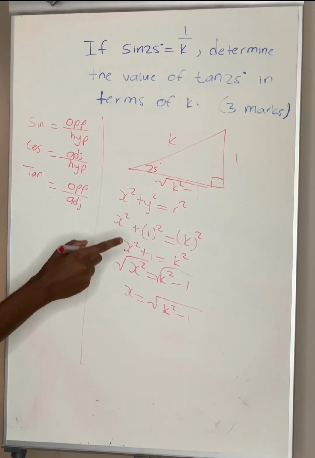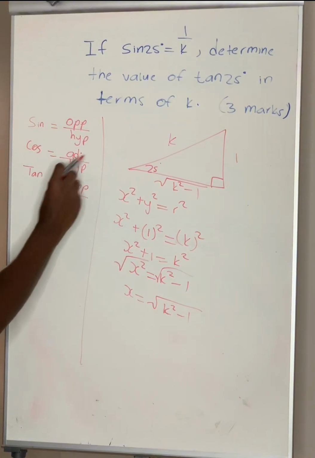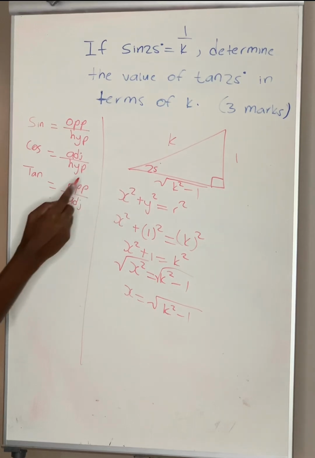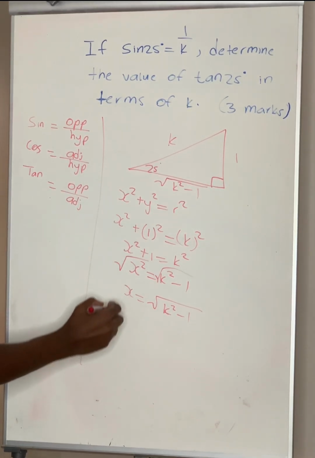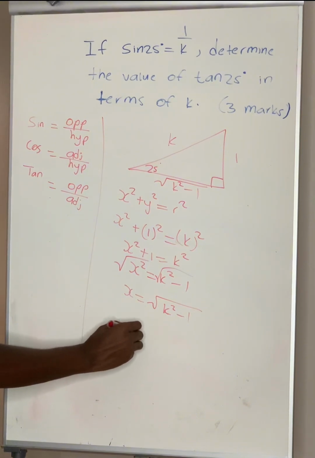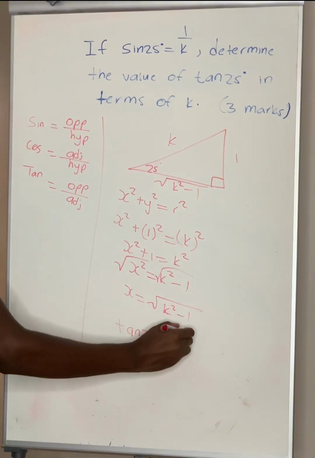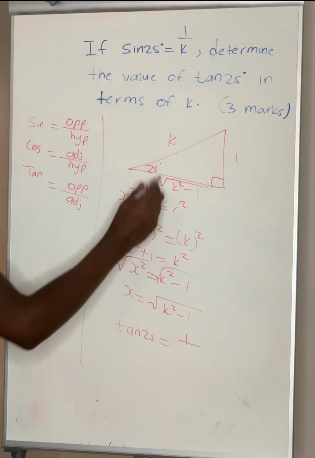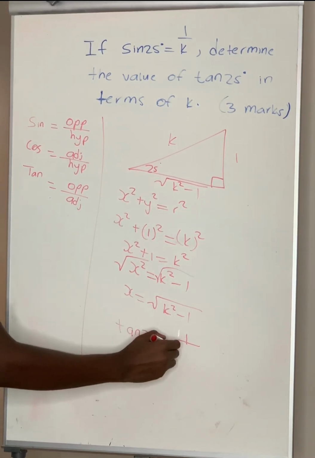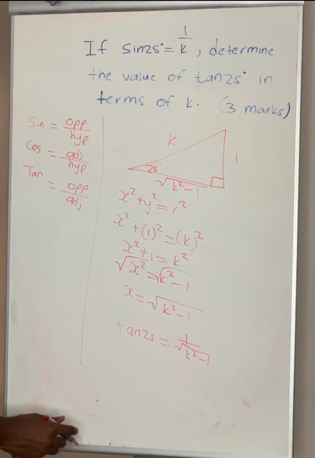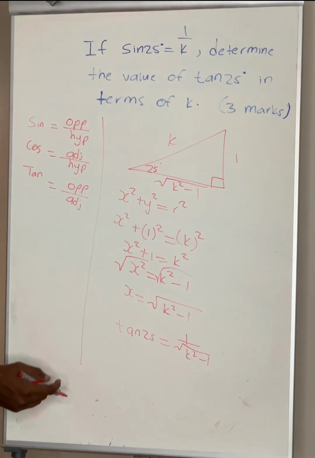Now we're closer to answering the question. So tan 25 is what we're looking for in terms of k. And tan, remember we said it's opposite over adjacent. So tan 25 is equal to, opposite to 25 we have 1, and then adjacent to 25 it's the square root of k squared minus 1. So you've answered the question, and then you are done.